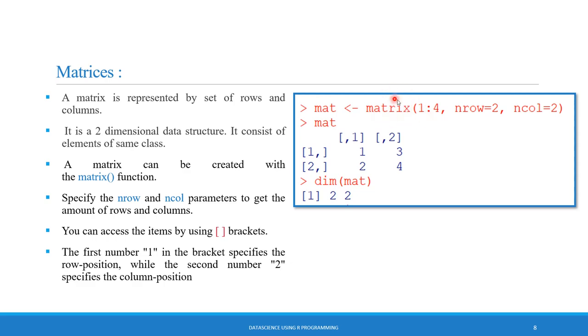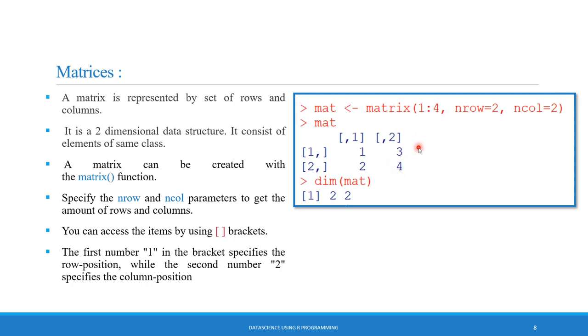By default, the matrix function will fill the matrix with the values column by column. In this example, our data elements are 1, 2, 3, 4. So 1, 2 is first filled in the first column, and in the second column, the remaining data elements are filled.